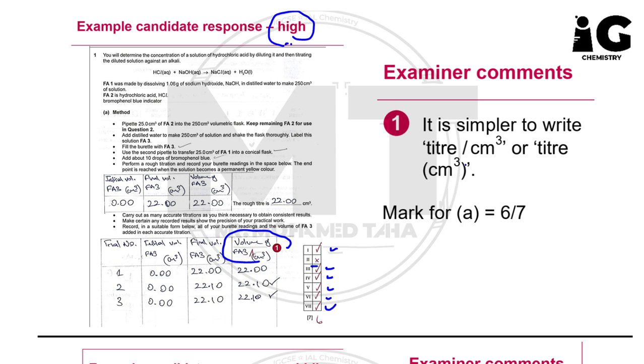And here guys, if you read the examiner comment, it's simpler to write titer per cm³ or titer cm³. Here the candidate wrote volume of FA3 per, and then also here cm³, both of them. And here also it's better recommended to write titer directly per cm³. So take care of this point. Actually guys, you could write easily titer per cm³, or you could write titer and then between 2 brackets cm³. So it's easy to not lose the mark on this.